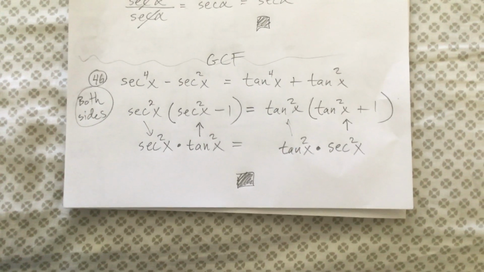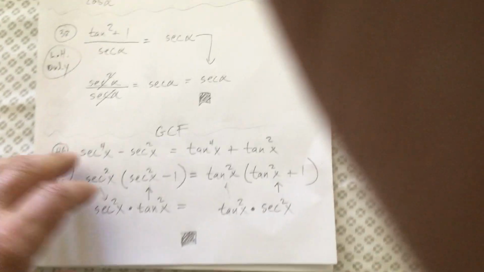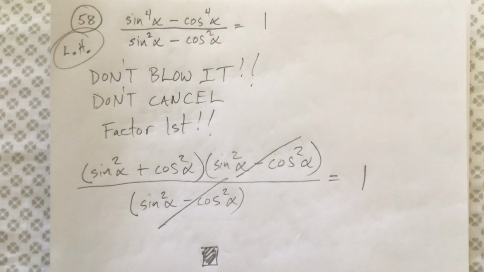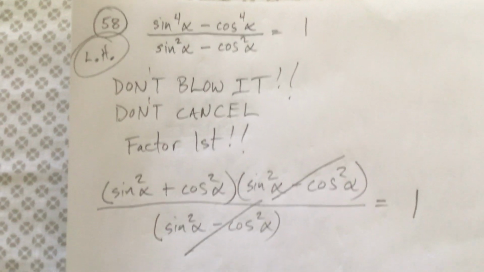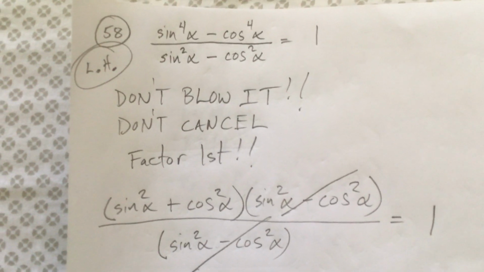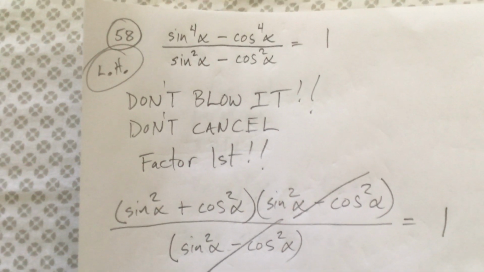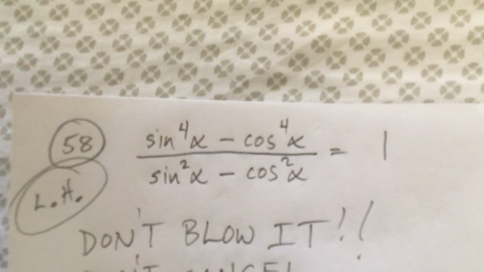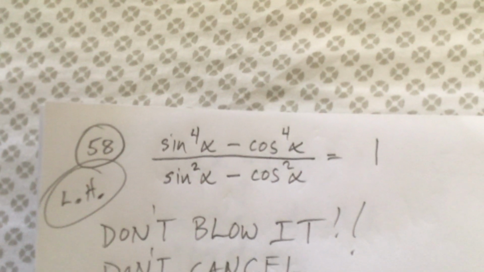Now, what I'm trying to illustrate here is sometimes the thing you want to do is rewrite it using an identity. Sometimes you want to factor. All of these hints are on that brown box that I showed you at the beginning. Here's 58. I wanted to show you this because sometimes people make a mistake and they go, oh, sine fourth reduces with sine squared. Cosine fourth reduces with cosine squared. It does not. Look, the top part is a binomial. The bottom part is a binomial.